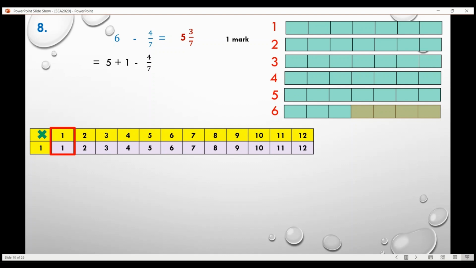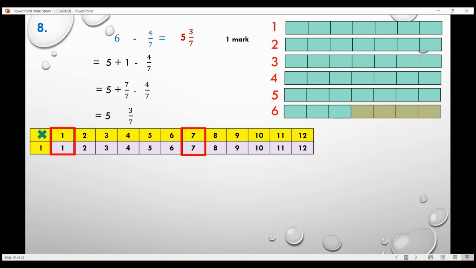And in this case, we're dealing with sevens. So it's the same as 7 over 7. So we can replace that 1. So we have 5 plus 7 sevens minus 4 sevens. And that is the same diagram down below. On the right hand side, you can see it. 7 sevens is the 6th one. And we're subtracting 4 sevens. And of course, that will give us our answer.